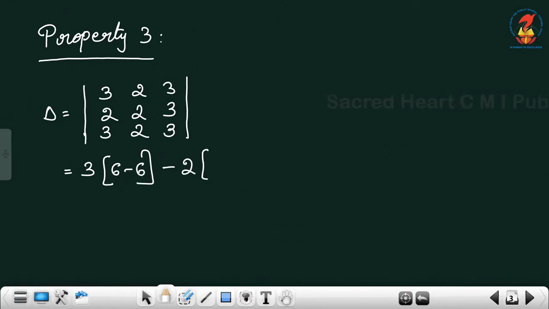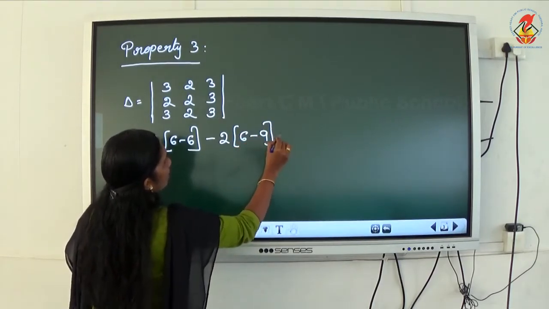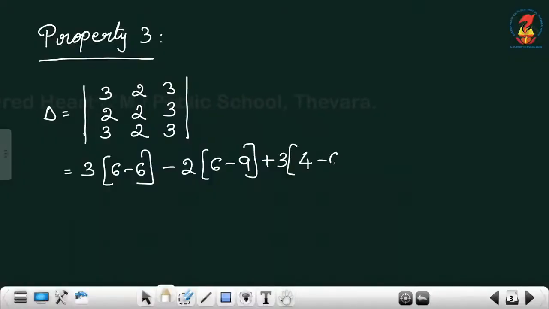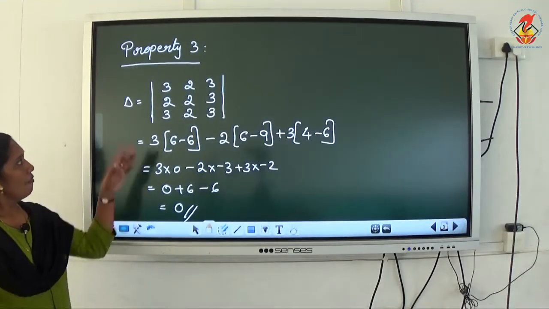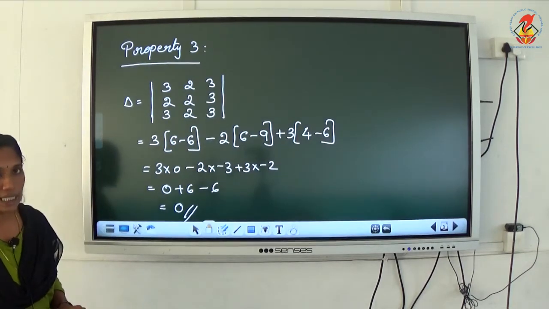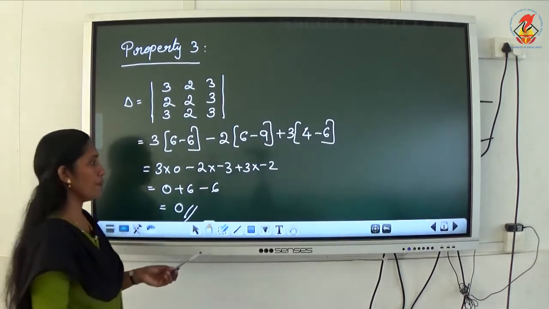Then minus 2 into 2 into 3, that is 6 minus 9. Then plus 3 into 2 into 2, that is 4, 4 minus 6. So 3 into 0 minus 2 into minus 3 plus 3 into minus 2. That is 0 plus 6 minus 6, that is equal to 0. So the property is, when in a determinant two rows or two columns are identical, then the value of the determinant is equal to 0.